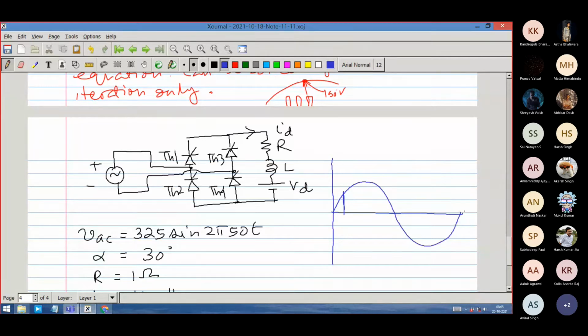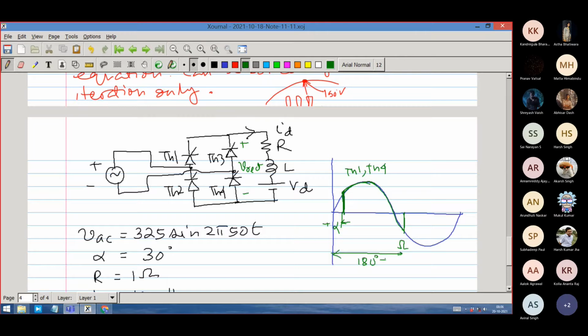So definitely the voltage that you are getting at the load end, which I will call V direct, what will it be? You are fired at an angle alpha. This angle is alpha. So this chunk of the voltage is coming at the output, assuming continuous conduction mode. That means the voltage is always there because the thyristor is conducting, and even negative voltage will come, right? Because TH1 and TH4 are conducting until TH3 and TH2 are fired at this instant.